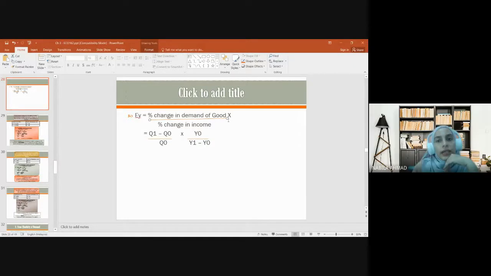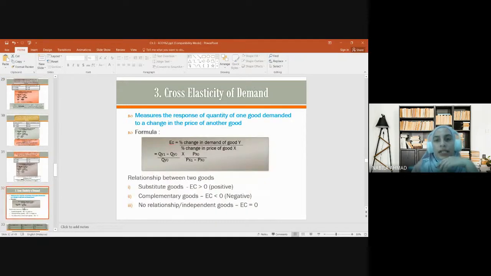Okay. And the last types of elasticity of demand adalah cross elasticity of demand. Yeah, measure the response of quantity of one good demanded to a change in the price of another good. Okay, jadi kita nak tengok contohnya change in the price of good X, apa akan jadi dengan change in the demand of good Y. Okay, so this is the formula lah.